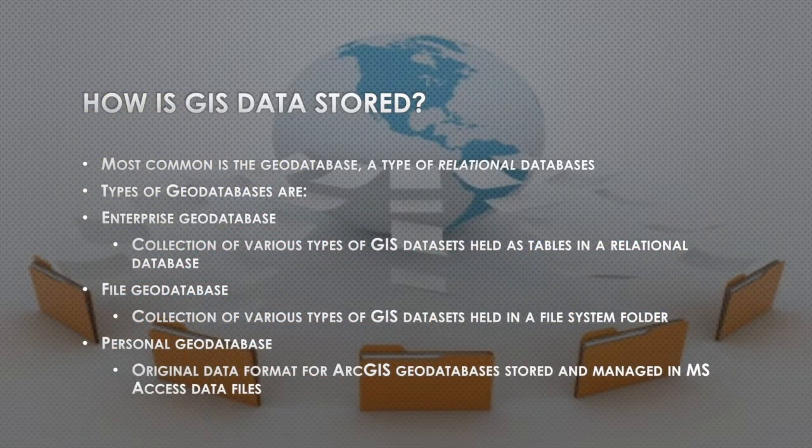Let's have a look at how GIS data is stored. It is stored in a geodatabase, which is a type of relational database. There are three main types of geodatabase. First is enterprise geodatabase. It is a collection of various types of GIS datasets held in a table in a relational database. Second one is a file geodatabase, which is similar to enterprise geodatabase, but rather than storing data in a table in a relational database, the data is stored in a file system folder. And the third one is personal database. It is the original data format for ArcGIS geodatabase stored and managed in applications such as MS Access.